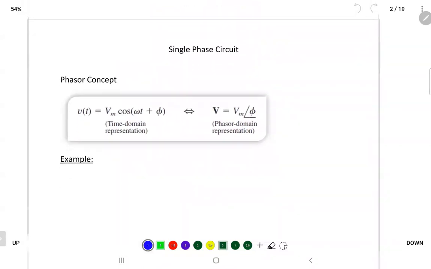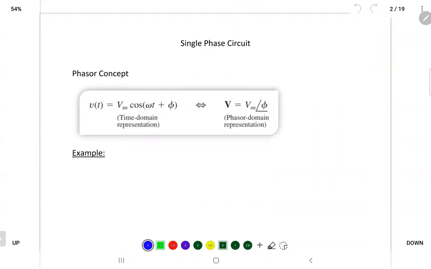When you are dealing with AC circuit, then you should use phasor. Do you understand what it means, phasor? If you have the voltage equal to V maximum cosine omega t plus phi, when you represent it in phasor domain, you will have the value, which is V maximum, and the angle phi shifted from omega t. If you don't have phi, it means an angle zero.